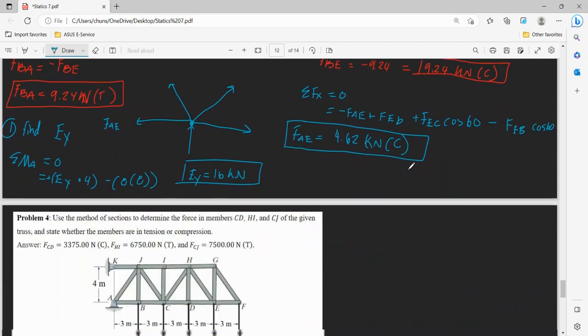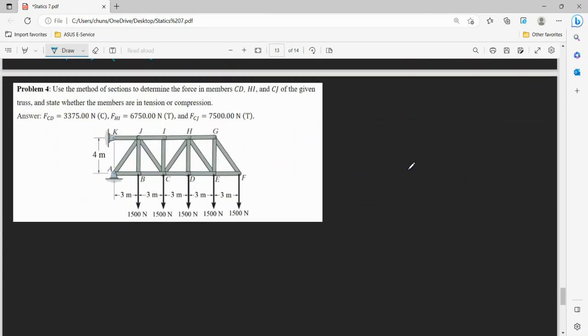Okay, so that brings us to the end of this question and these examples in this problem set. So I'll scroll down and have you try problem 4. I'll give you a little hand. This is a zero force member, right? And you're going to use method of sections to find CD, HI, and CJ. So use your knowledge from the notes videos and these practice problems to help you solve this, and the solutions are right there as well.